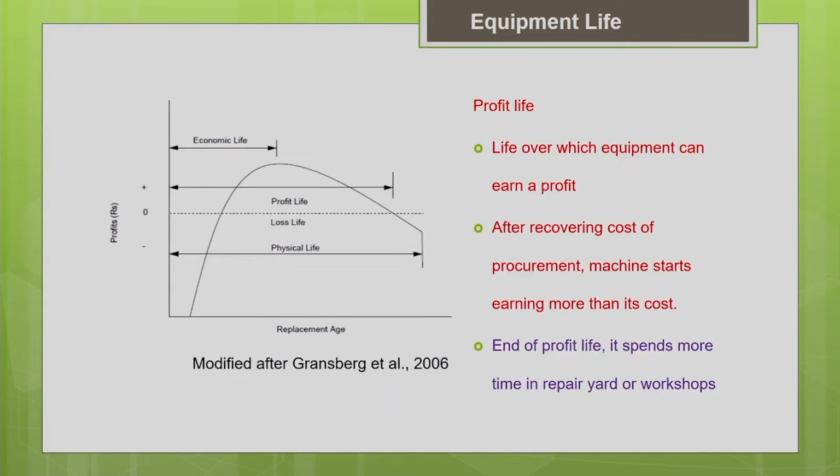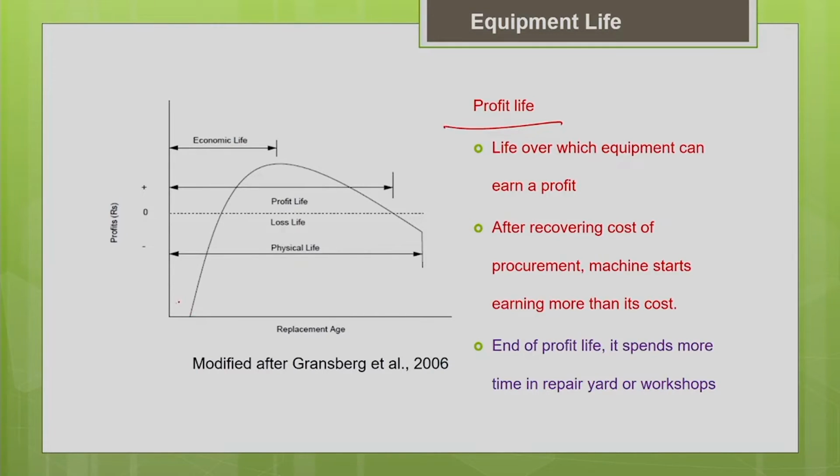Next, what you are going to see is your profit life. Basically, we know that we have spent a lot of money for purchasing the machine. We have invested a huge amount of money in it. During the initial period, you can see that your machine will just be recovering whatever cost you have invested in procuring or purchasing the machine, depending upon the cost of your machine.